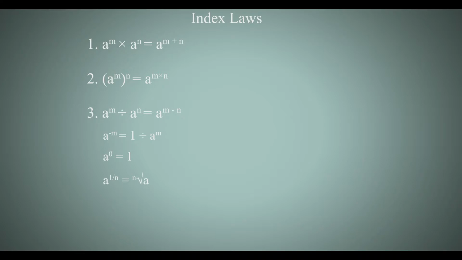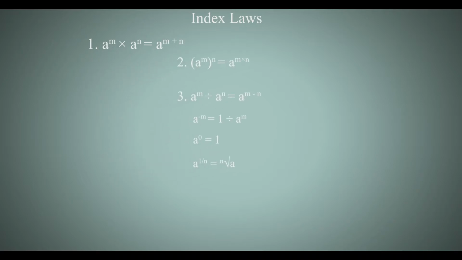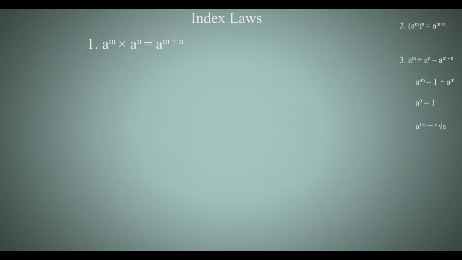Okay, so now let's go into depth of these laws. So, let's take a look at the first one. It states that a to the power of m times a to the power of n is equal to a to the power of m plus n. Now, let's take an example. Let's say I have a to the power of 3 times a to the power of 2.